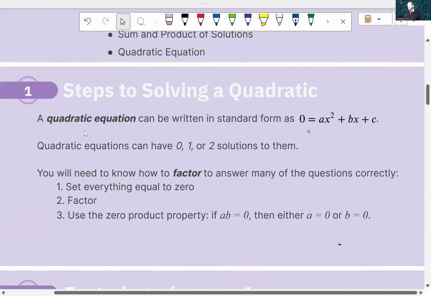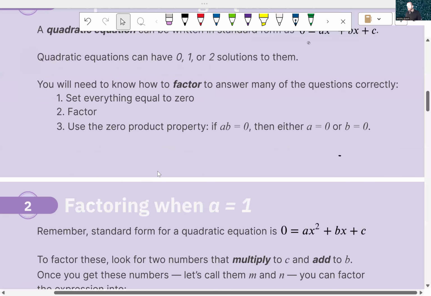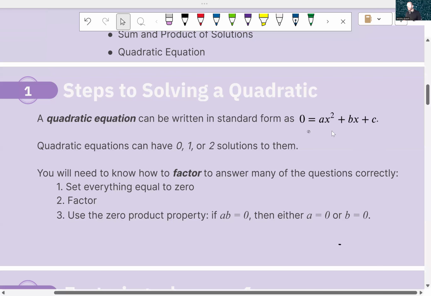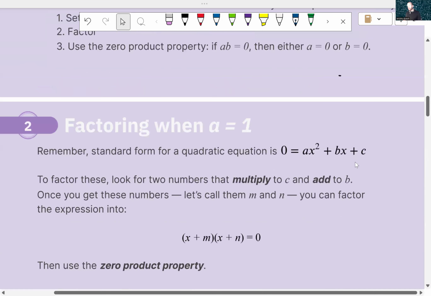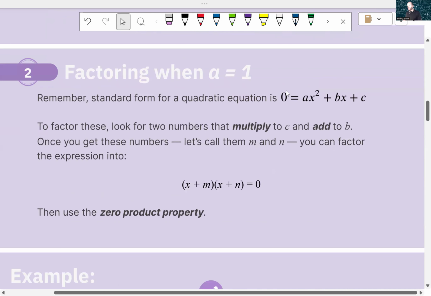So a quadratic is in the form ax squared plus bx plus c. It can have 0, 1, or 2 solutions. The basic formula is we do a times c, and then whatever that value is, we want to figure out what are two things to multiply to get a times c, and they add up to the value of b. This is when a equals 1.